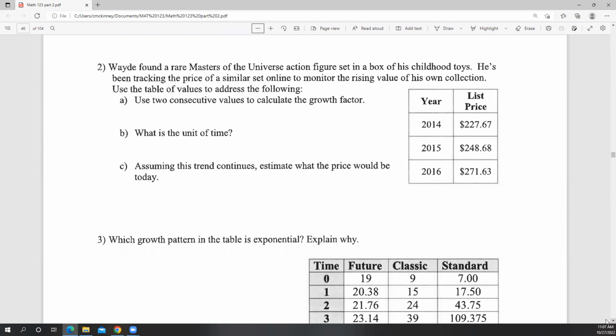Anyway, this says we can use 2 consecutive values to find the growth factor. Consecutive means one right after the other, so it doesn't matter whether I use 2014 and 2015 or 15 and 16. And we don't need to subtract since we're finding the whole growth factor. We just put the new over the old. So if I want to use those first 2 years, then I would have 248.68 over 227.67.